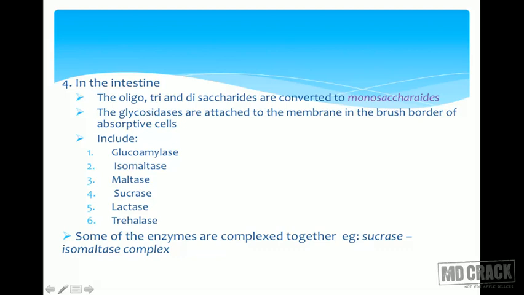Please remember that it is only the monosaccharides which can be absorbed by the intestinal mucosal cells into the portal vein. The rest, the other disaccharides or trisaccharides or oligosaccharides, are not absorbed. So there are certain enzymes which are going to convert all this into simpler monosaccharides. They are called glycosidases, which are attached to the membrane in the brush border of the absorptive cell.